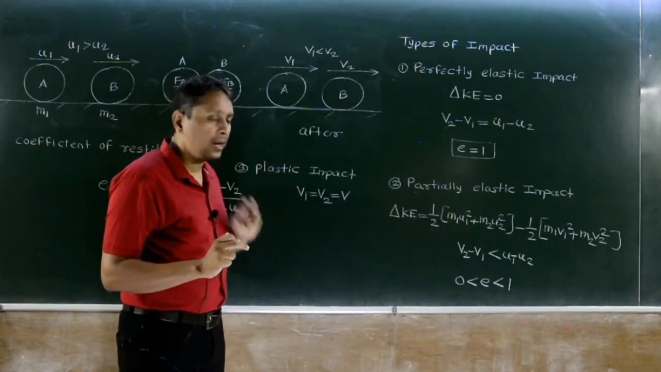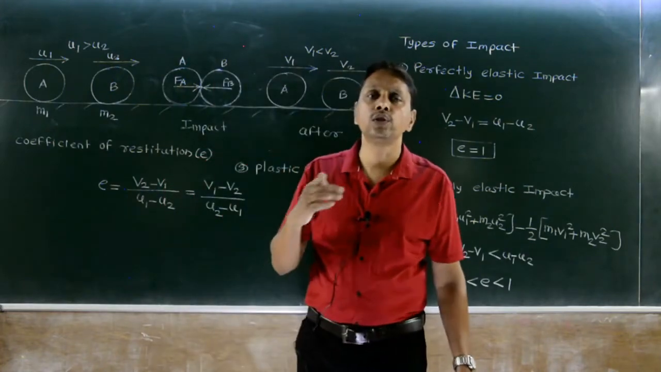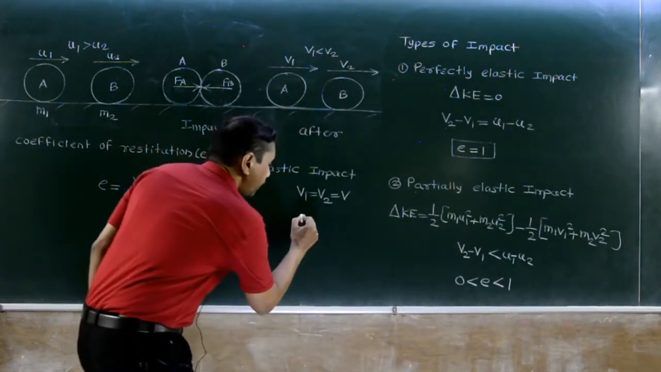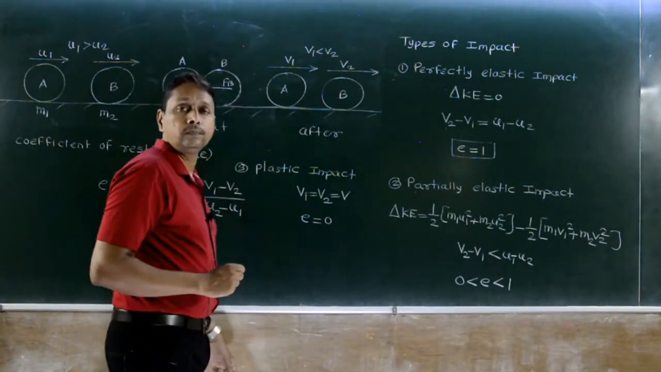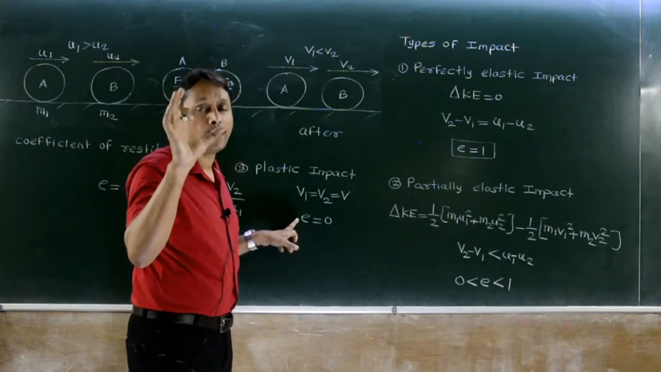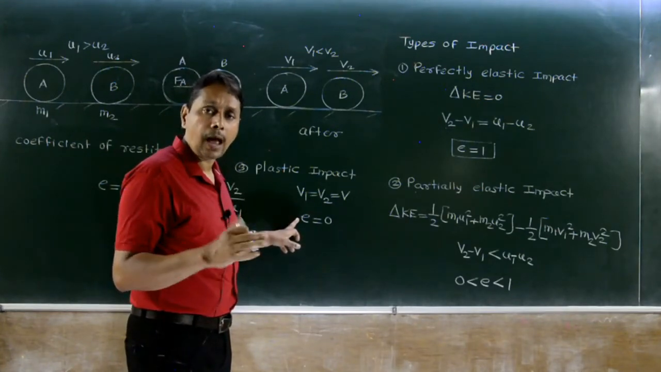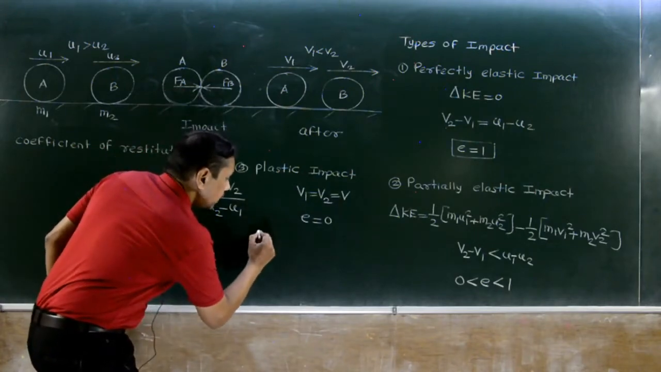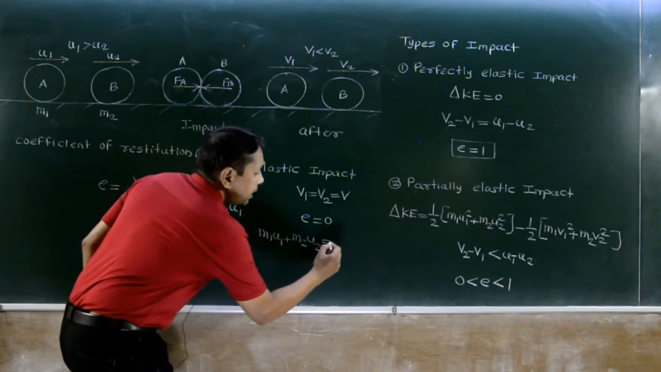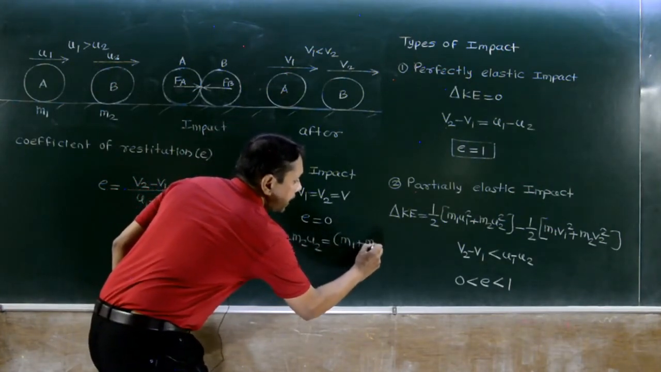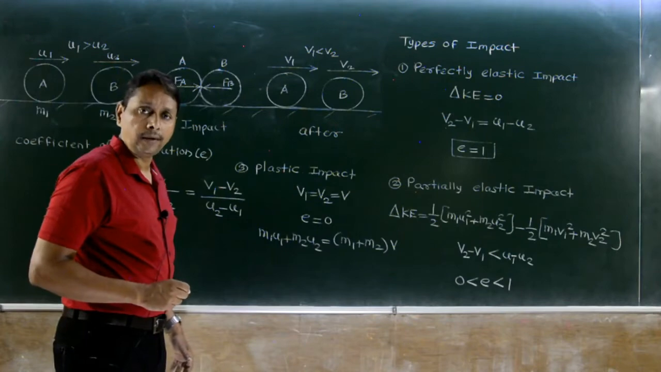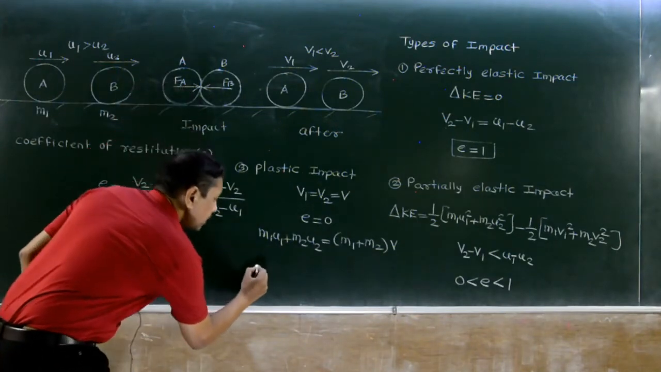So what is the effect on the value of E, the coefficient of restitution? V1 minus V2 is how much? 0. Therefore for plastic impact E is equal to how much? 0. E is equal to 0. We are unable to use the formula of E for plastic impact numericals. Got it? And as per the law of conservation of momentum, m1 u1 plus m2 u2, and after impact they are moving with the same velocity, is m1 plus m2 into what? V.